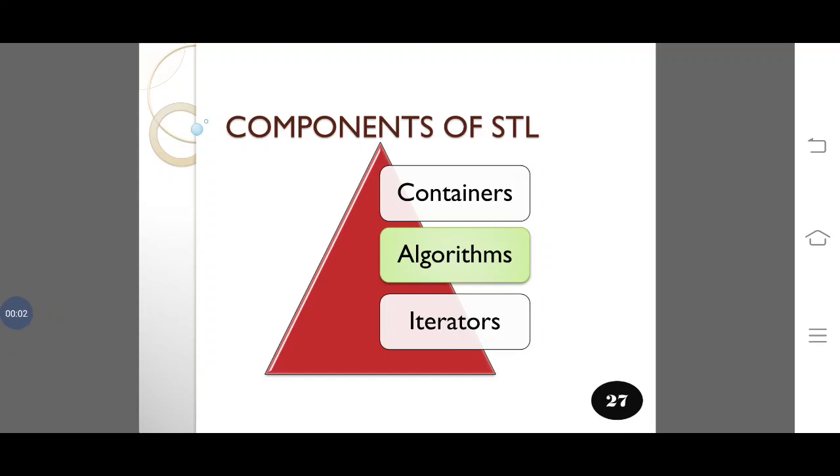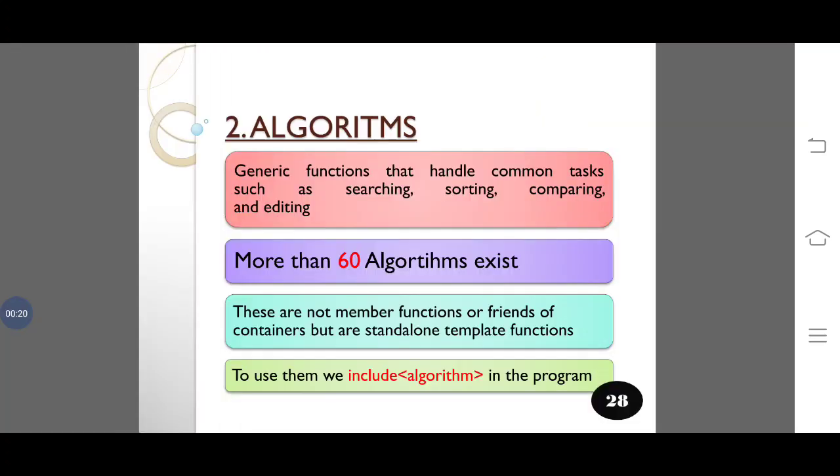Hello dear friends, we are going to talk about the components of STL, that is algorithms, today. Previously we had gone through the videos of associative containers, derived containers, and sequential containers, which is the very first component of STL.